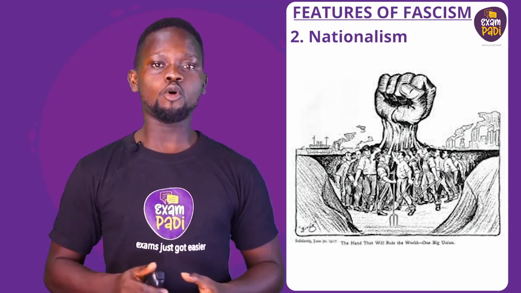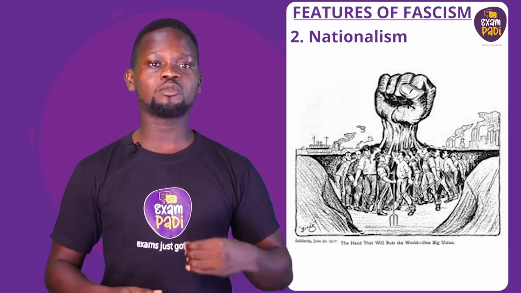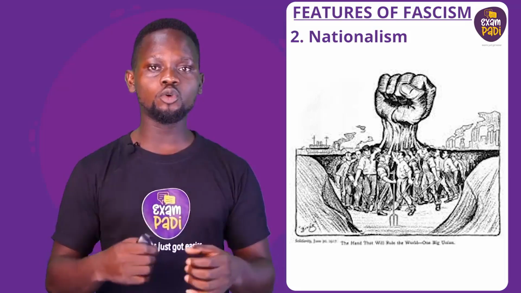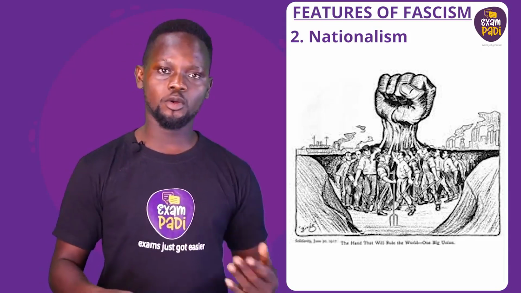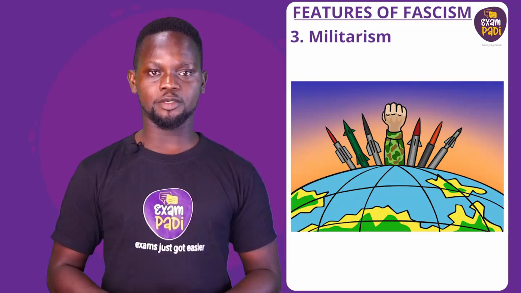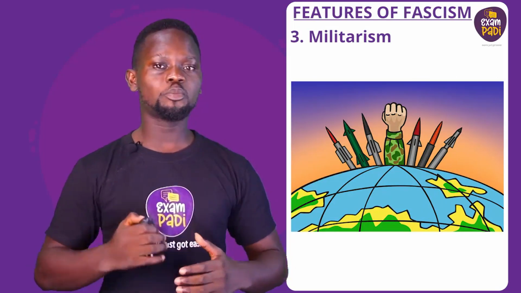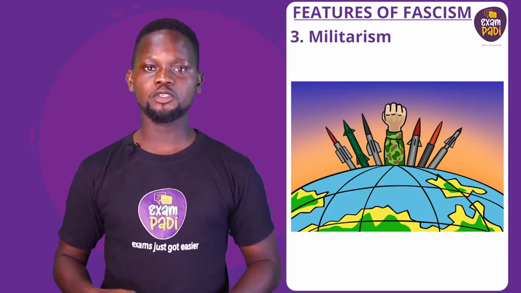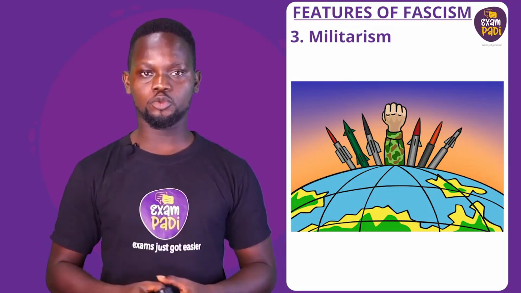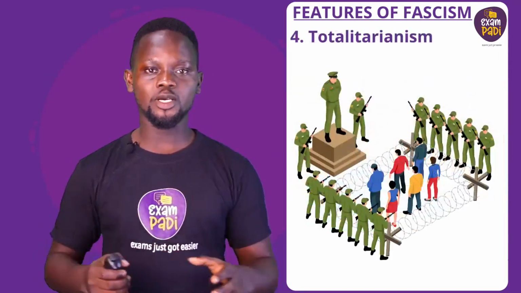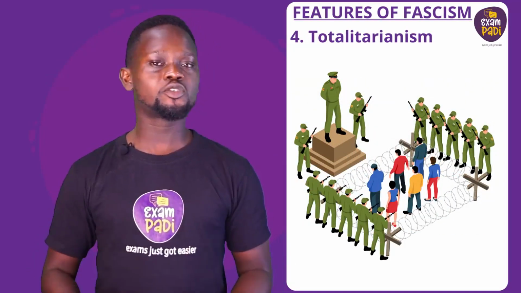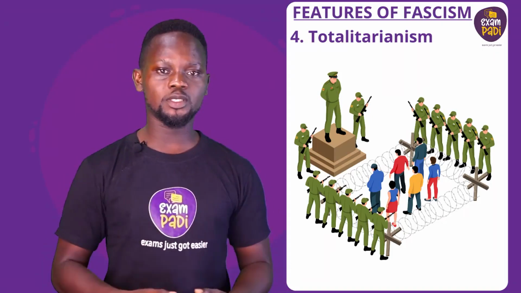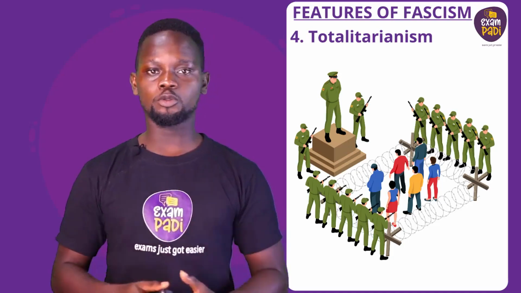2. Nationalism. Fascism often emphasizes the importance of national identity with a focus on the superiority of one's own nation or race over others. 3. Militarism. Fascist regimes often prioritize the military and aggressive foreign policy, using force to achieve national goals. 4. Totalitarianism. Fascism seeks to control every aspect of society, including politics, the economy, and culture.